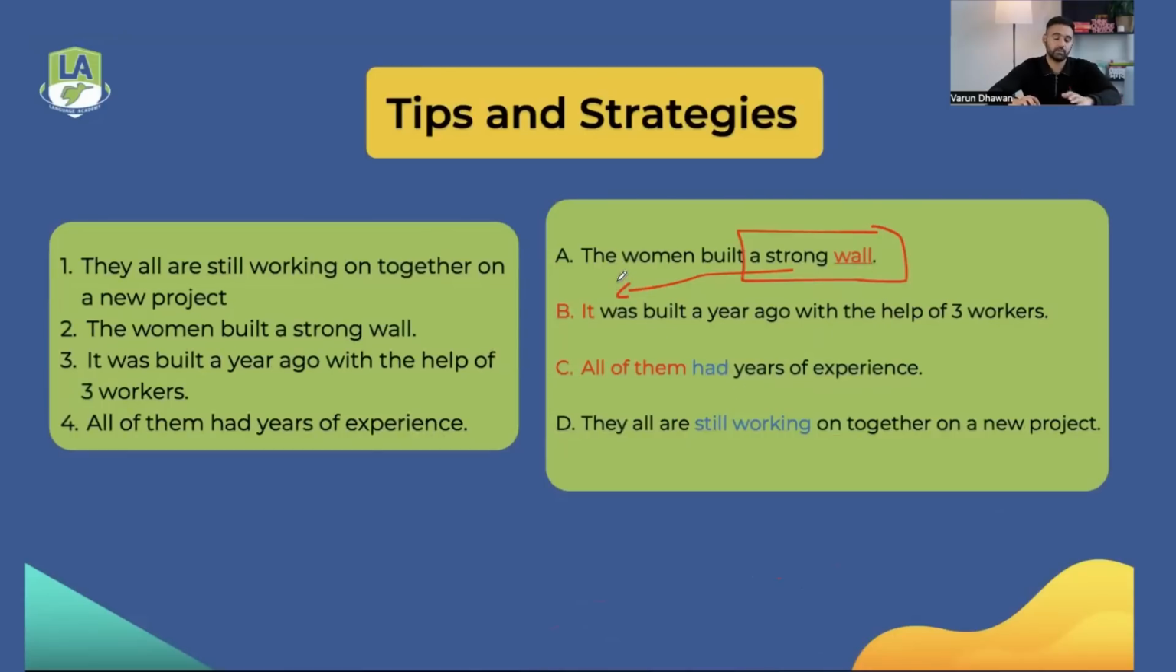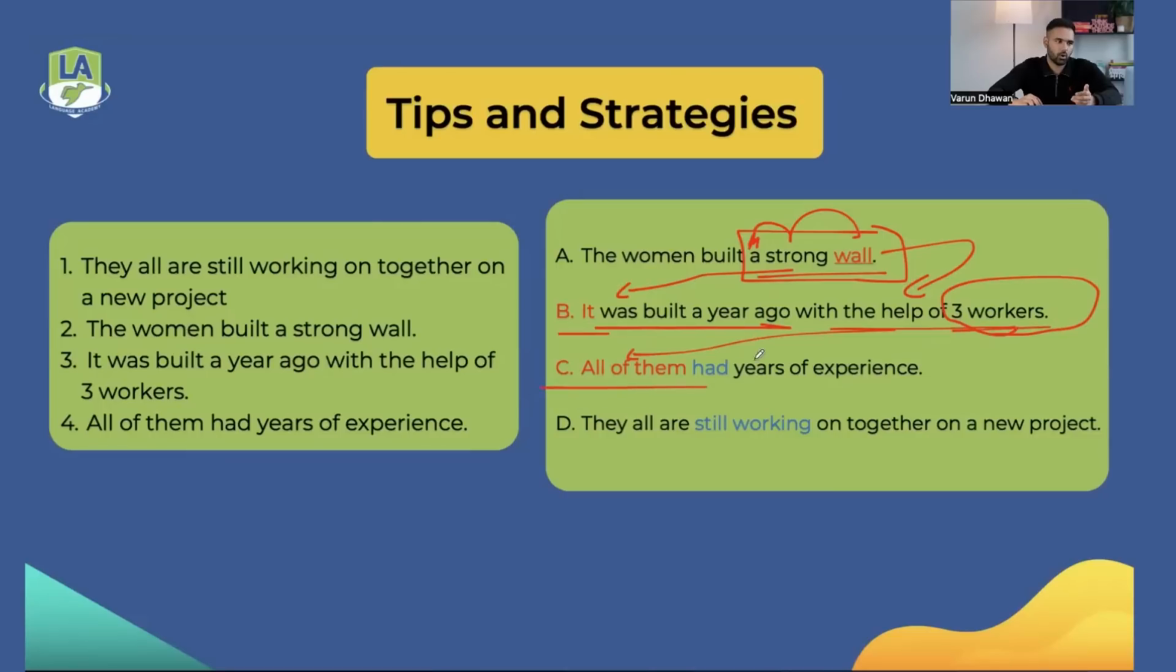So let's say the first sentence is, the women built a strong wall. The next sentence should be talking more about the wall. It. Why it? Because this is a strong wall, which is singular. It was built a year ago. What was built? The wall. It was built a year ago with the help of 3 workers. Now we have 3 workers over here. Here you should have something plural or words which represent plural.